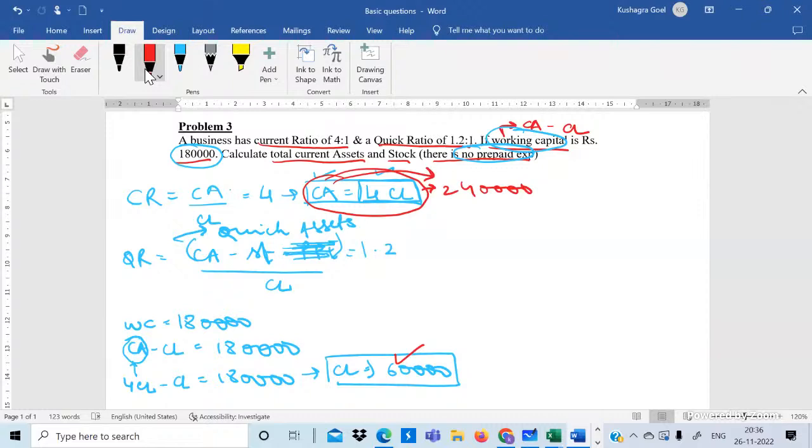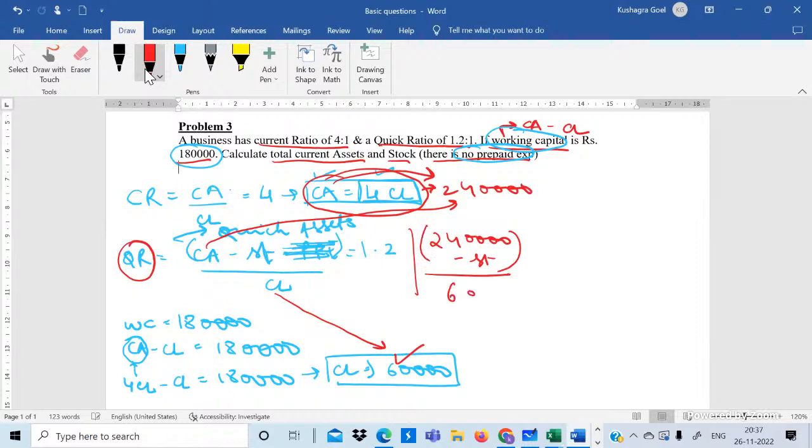Now going back to the quick ratio, I know my current assets. Current assets are 2,40,000. So I know this number. I know my current liability, which is 60,000. I'll solve it. I'll get my stock. So I'll get 2,40,000 minus stock divided by 60,000 is equal to 1.2. So how much is the stock that you're getting? Anyone?